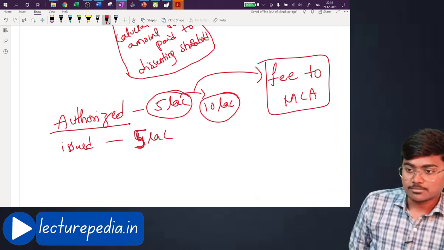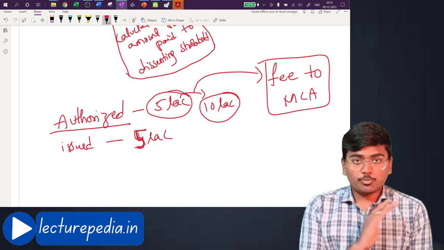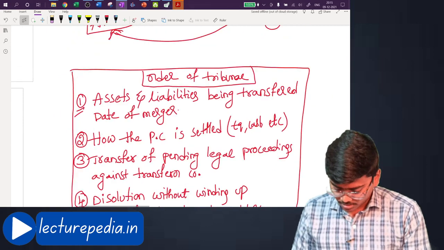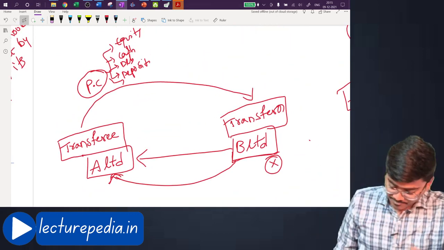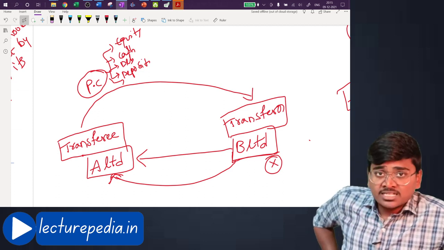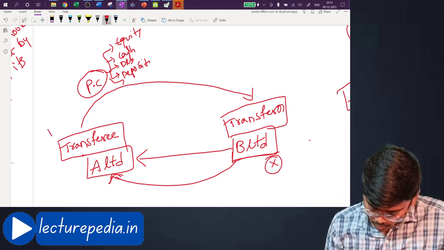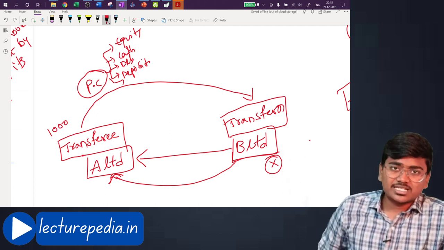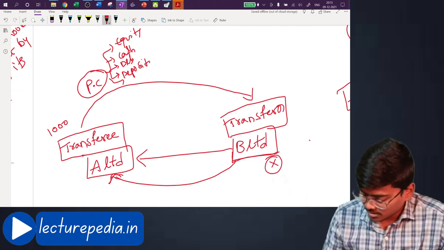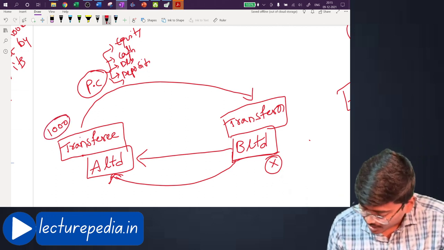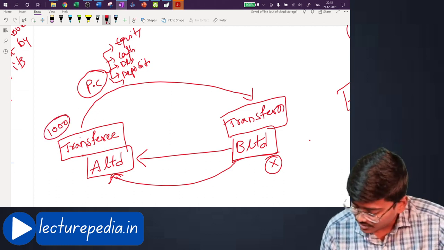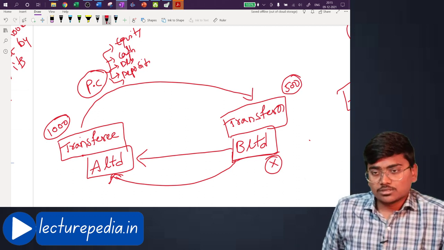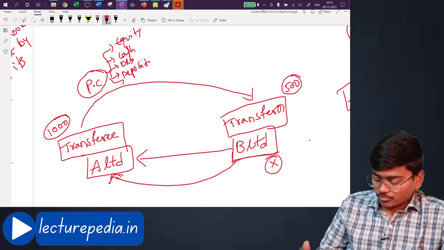I think most of you know this. Now what this ninth point says is that, see, where is our example? See, we have the transferee company. Let's say share capital of this transferee company is 1000, and even the authorized share capital is also 1000 only. Now since the transferee company is taking over this transferor company, let's say the transferor company has share capital of 500, both authorized and issued are 500 only.